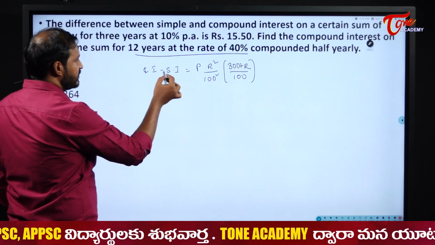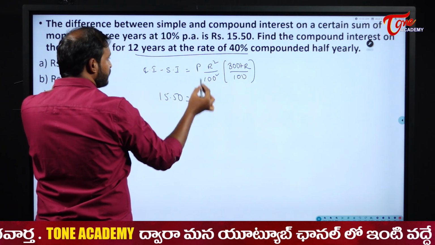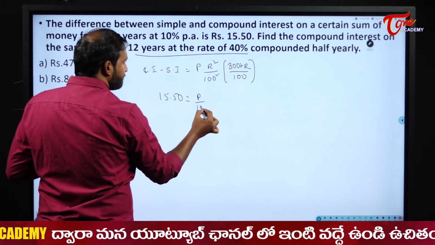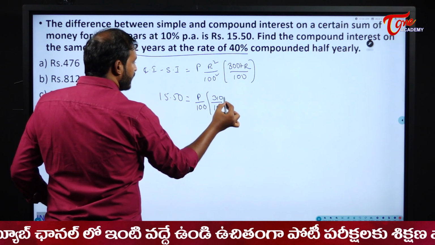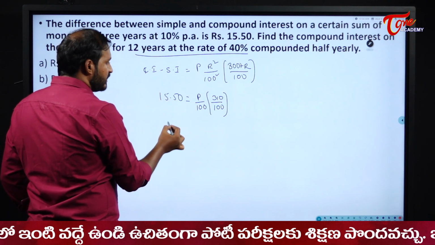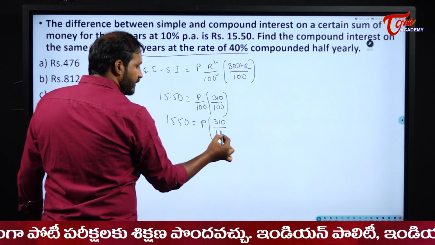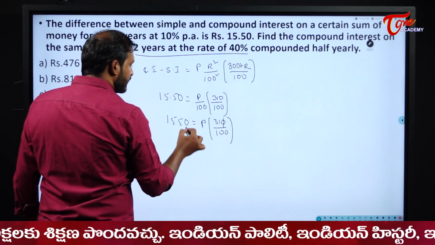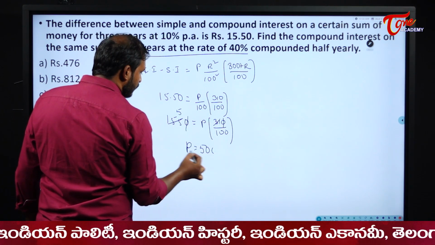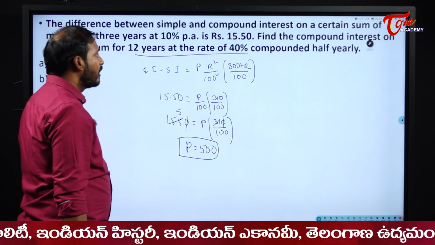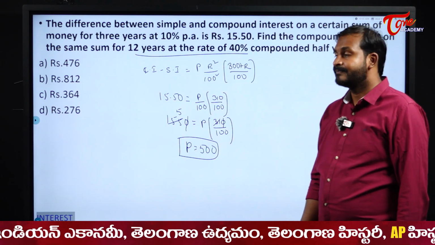Now what happens here? CI 15.50 is equal to R by 100 whole square, which means 1 by 10. So this will become P by 100 into 310 by 100. If I send this 100 to this side, it will become 1550 is equal to P into 310 by 100. The zeros get cancelled, 31 ones are 31, 31 fives are 155. So the principal will become 500. Now you know the formula to find it for 12 years at the rate of 40% compounded half yearly.